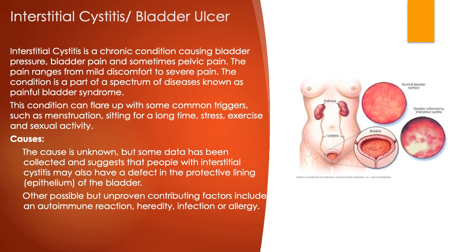All right, interstitial cystitis or bladder ulcers, also a chronic condition causing bladder pressure, bladder pain, and sometimes even pelvic pain. The pain can range from mild discomfort to just very severe pain. The condition can cause different flare-ups that can be caused by triggers such as menstruation, sitting for a long time, stress, exercise, or even sexual activity. The causes of bladder ulcers are unknown. There is some data collected that suggests that people with a defect in the protective lining or the epithelium of the bladder can cause these bladder ulcers.